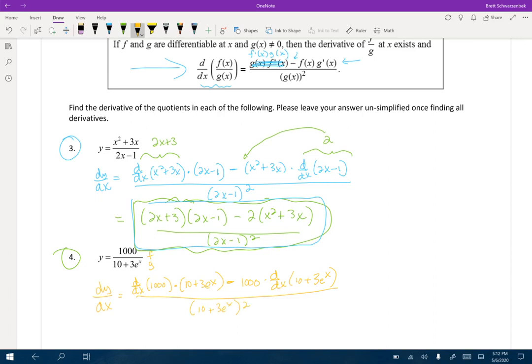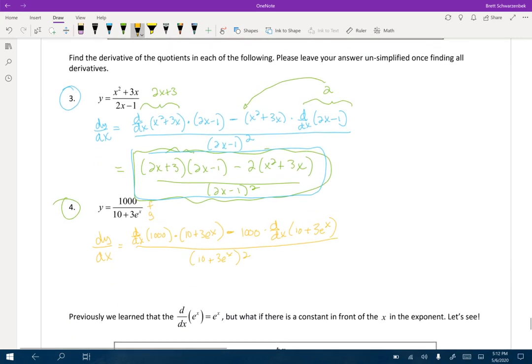All right, so where do we go from there? Again, you can take this shortcut. Let me get rid of this. You can take this shortcut. I'm perfectly fine with it. So what do you get? For the derivative of 1,000, you get 0. Okay, so what beautiful thing then happens is this entire thing in our numerator becomes 0. That's fantastic. On the right side, what's the derivative of 10 plus 3e to the x?